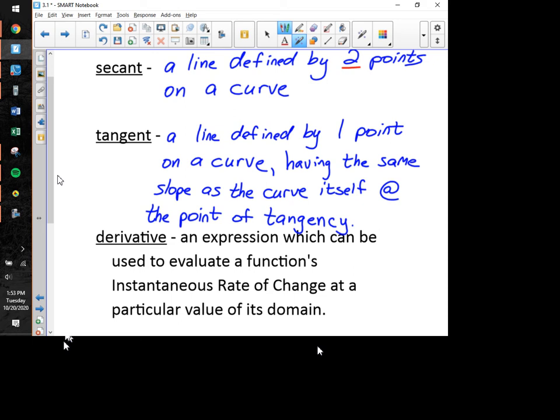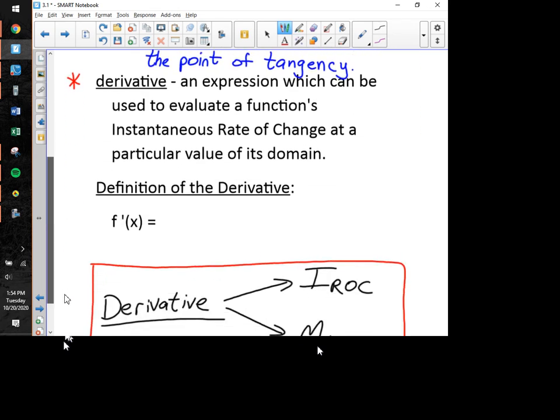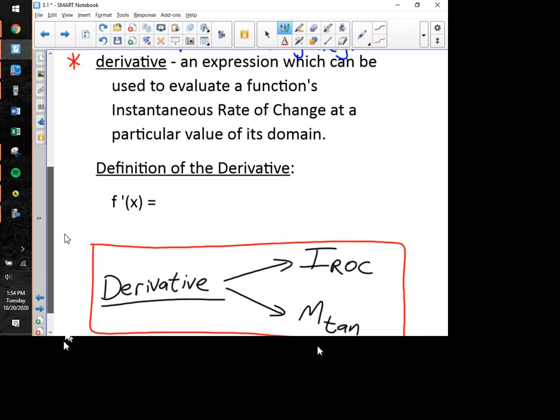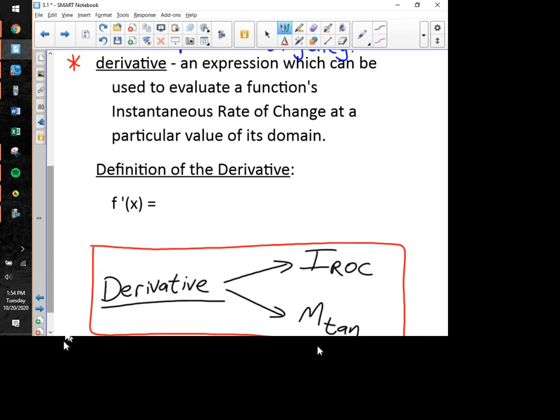So I want you guys to make sure that you have this in your notes and it's something that you can come back to and reference as frequently as needed. And I think it's incredibly important, you guys, just the way it begins. A derivative is an expression. I'm going to stop right there. A derivative is an expression.